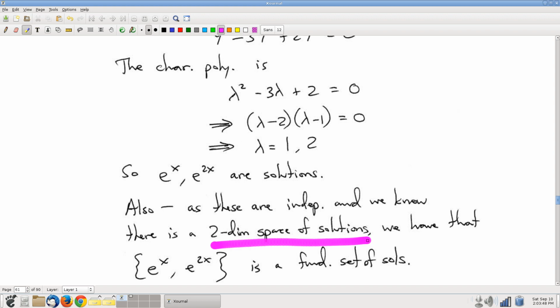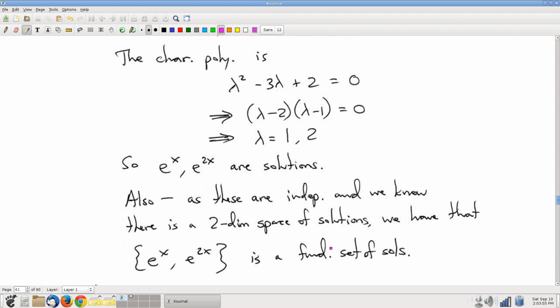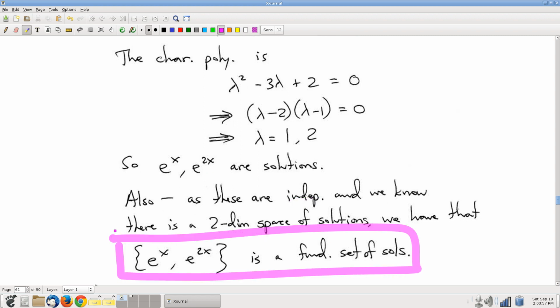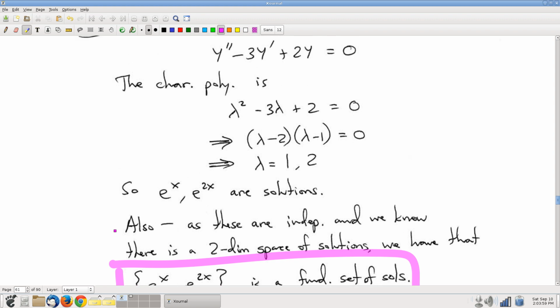We have a two-dimensional vector space of solutions. This is an independent list of two vectors. Therefore, it's a basis. And therefore, we have here a fundamental set of solutions. And we are completely done then with this differential equation. We have found not only all of the solutions, but we know that is all and that there are no more. Okay, now that was an easy one. Let's do a harder one.